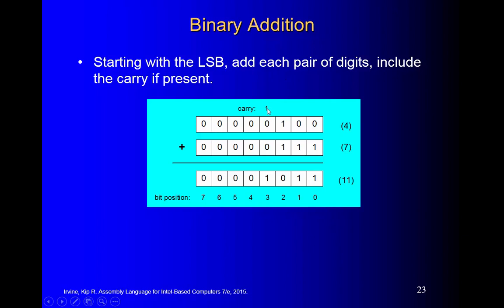And here, 1 plus 1 is 2. 2 means 1 here, 0 here. Oh no, I made a mistake on this step. This is 0 plus 0 plus 1, so your answer should be 1. So 4 plus 7 is 11, and the binary corresponding part, you should have 11 also.